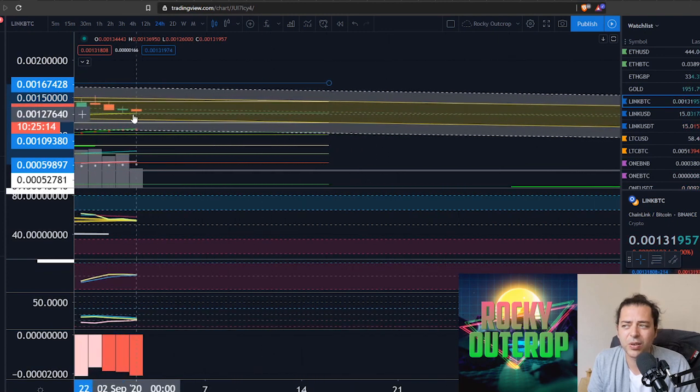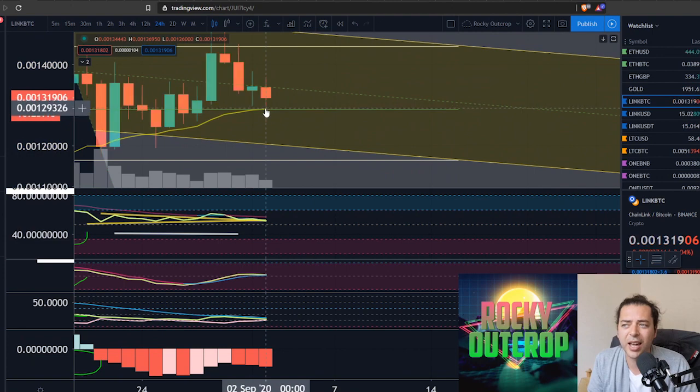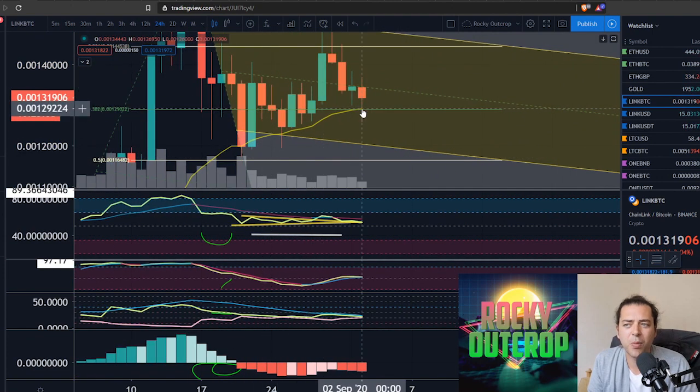It's actually just going flat at the minute, really, in terms of its slope, or it's flattening out anyway. I want to see this obviously respected in terms of support, but if it isn't, then I'm looking down towards the lower sides.